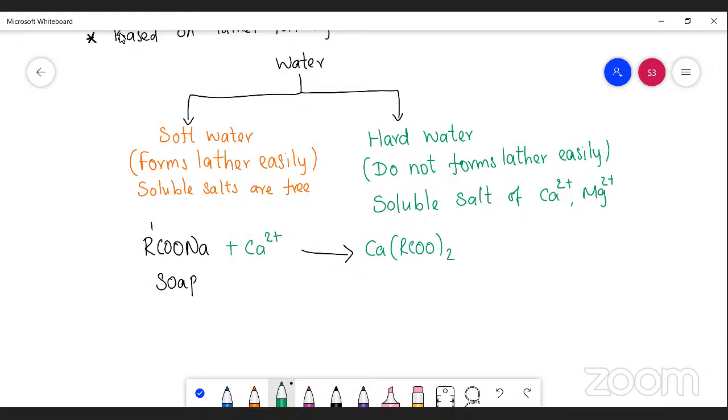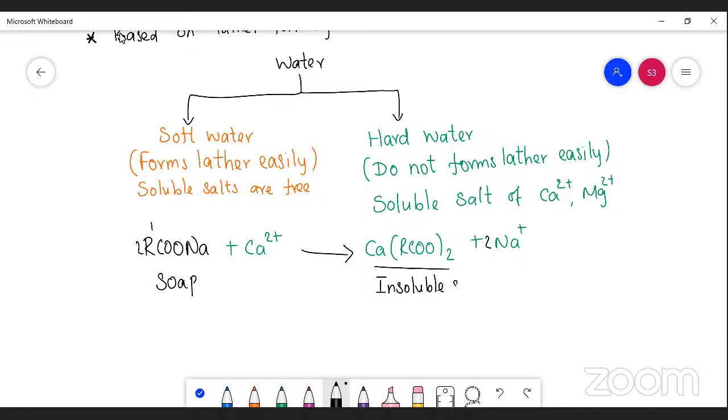CaRCOO twice. And with that, the Na plus will be removed. So we are taking 2 molecules here, and here also 2 molecules of Na plus. So this is an insoluble soap.